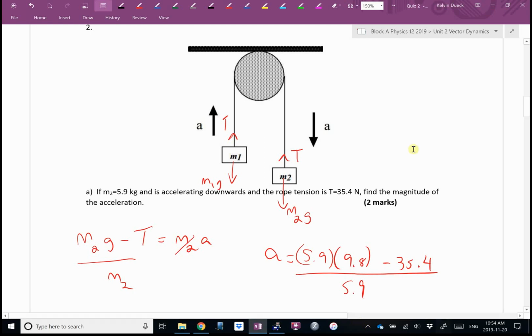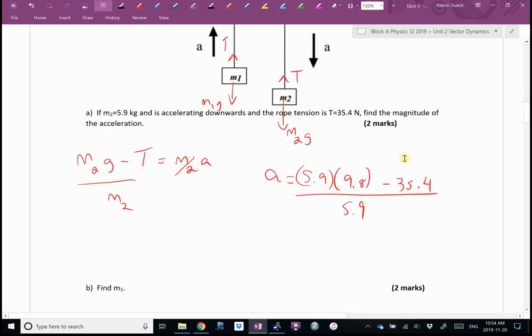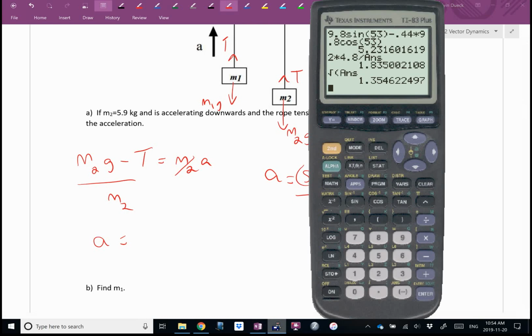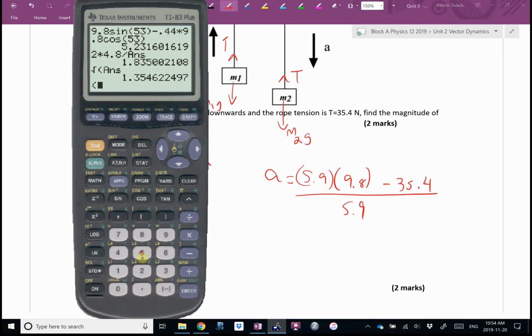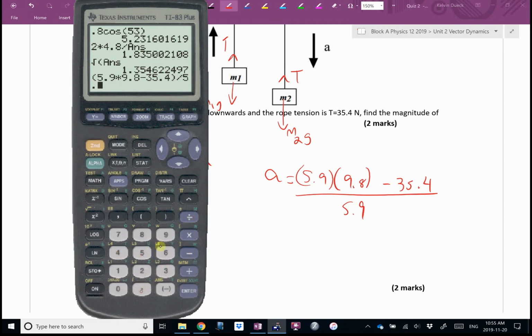So I kind of walked you through it a bit in this one, Sam, by saying find A. I might not walk you through it on the test. I might just say find M1 and expect you to clue in. I can't until I find either A or T. Anyways, it's going to be bracket 5.9 times 9.8 minus 35.4, close bracket, divided by 5.9.